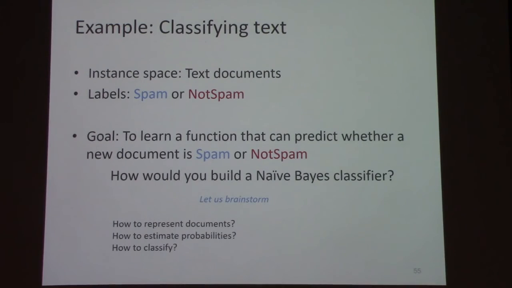Let's just work out an example of how a naive Bayes classifier might be used in practice, because this is something that I think you should understand extremely well. Let's say your goal is to build a spam detector. Your inputs are text documents, and your labels, it's basically binary, spam or not spam, and your goal is to learn a function that can predict one of these two labels. How do you represent documents? So the first question is, what are your feature vectors?